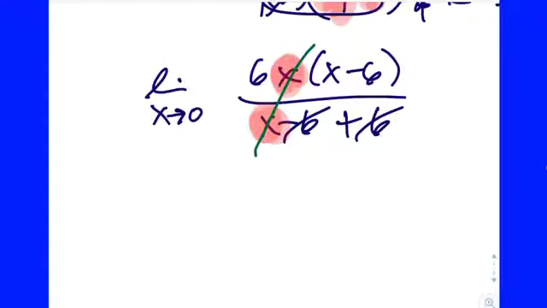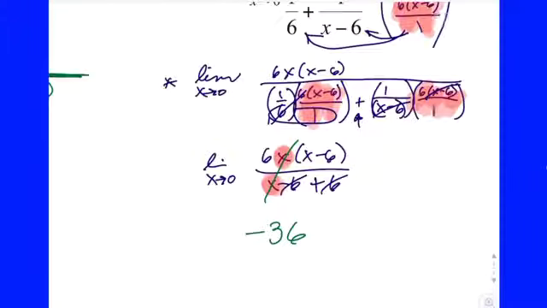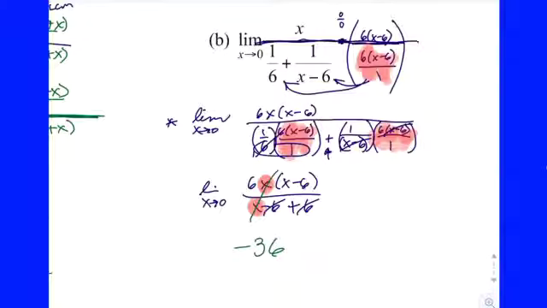And so you can do that in one line, remember, as long as you cancel before you divide out. Now you plug in a 0 to anything that's left, and you get 6 times negative 6, which is negative 36. And that's your answer. So that function, whatever it looks like, has a hole at the ordered pair 0, negative 36. And that's also the limit value.